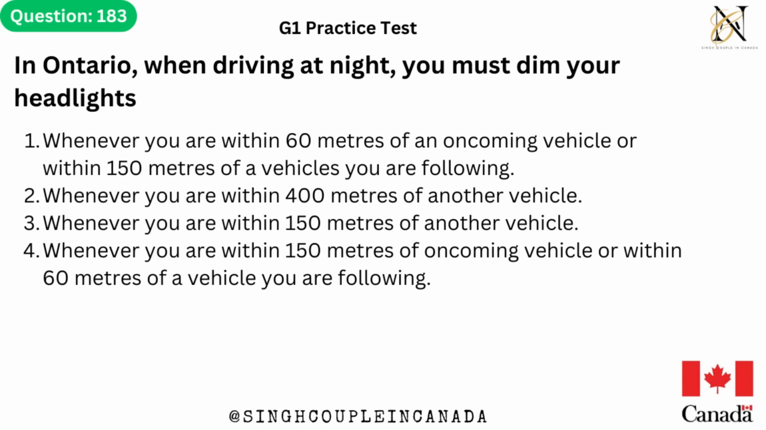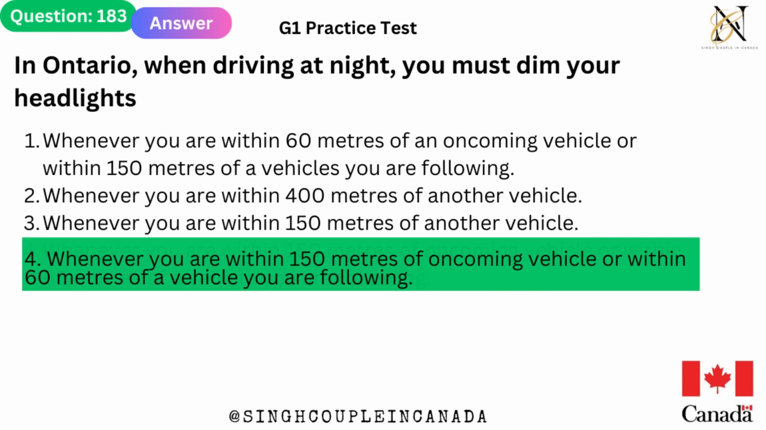In Ontario, when driving at night, you must dim your headlights. 1. Whenever you are within 60 meters of an oncoming vehicle or within 150 meters of a vehicle you are following. 2. Whenever you are within 400 meters of another vehicle. 3. Whenever you are within 150 meters of another vehicle. 4. Whenever you are within 150 meters of oncoming vehicle or within 60 meters of a vehicle you are following.